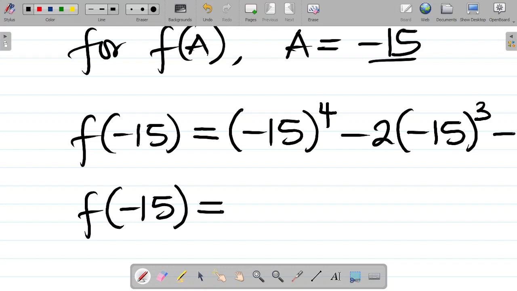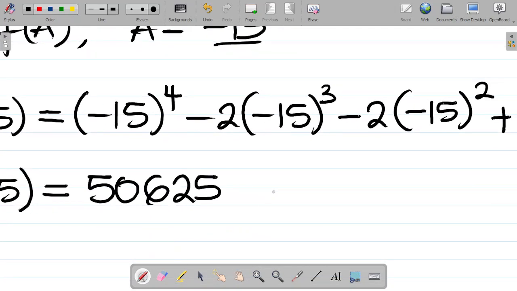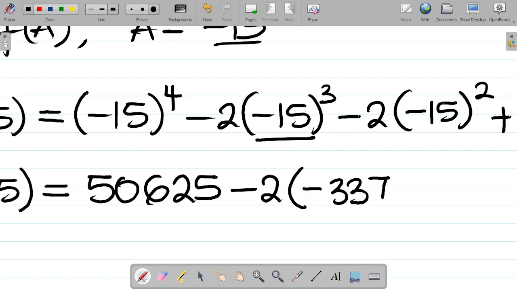All right. So I'm just going to get my calculator, open my bracket, minus 15, close the bracket, raise to power 4. And if you do that correctly, your answer will give you 50625. That's your first one there. Now, minus 2 into, open a bracket, type in minus 15 raised to power 3. If you type in this with the calculator properly, your answer should be minus 3375. Please make sure you use brackets properly.